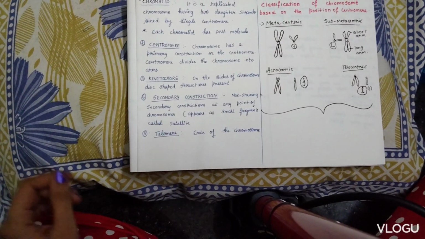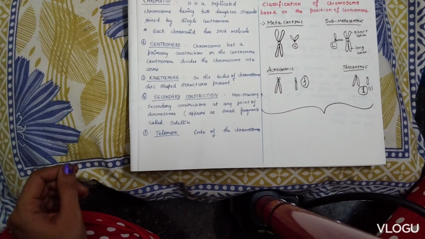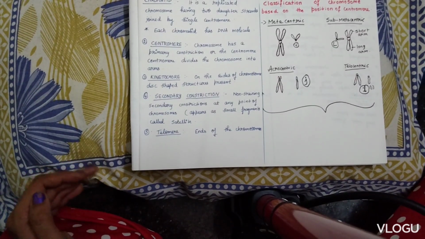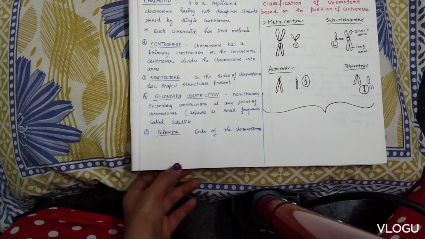Now you heard the word centromere. What is this centromere? The centromere divides these chromatids into different arms.